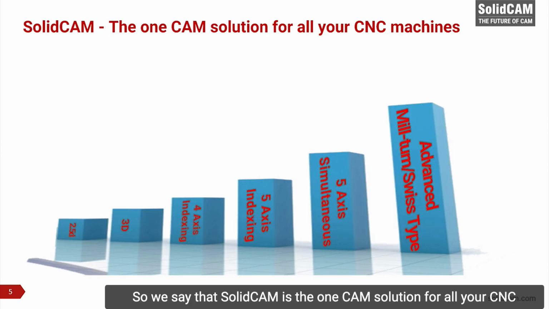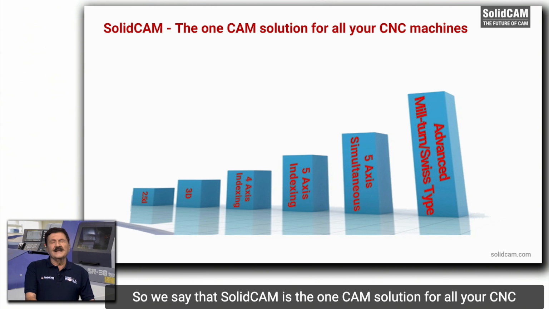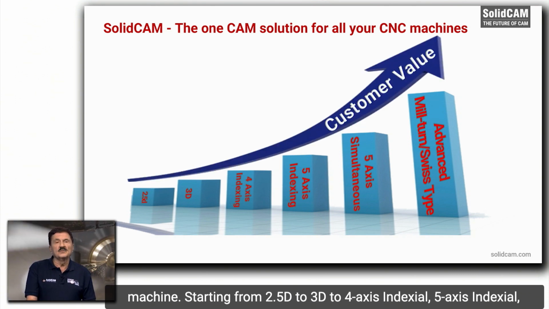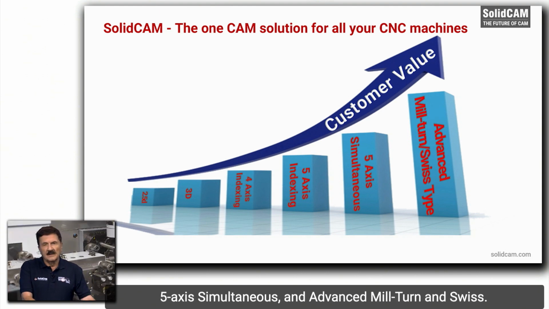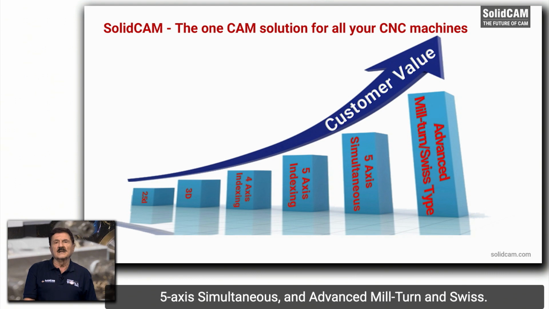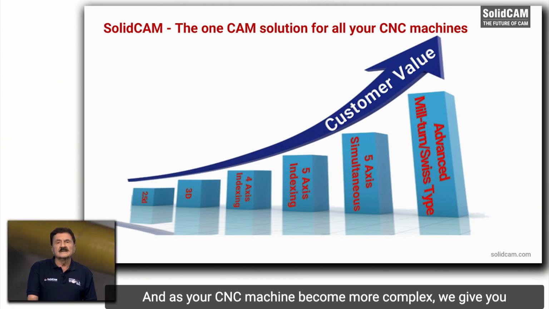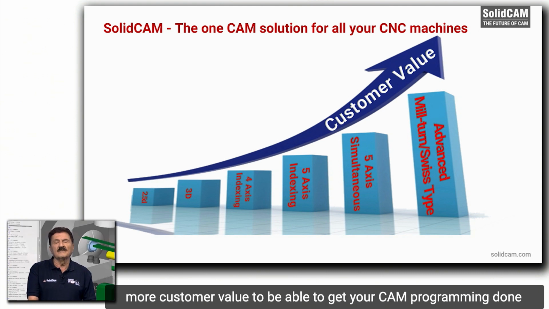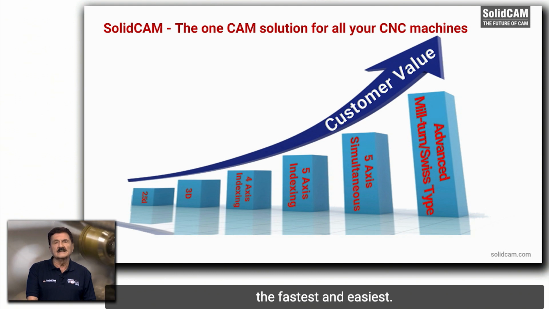So we say that SolidCAM is the one CAM solution for all your CNC machines, starting from 2.5D to 3D, to 4-axis indexial, 5-axis indexial, 5-axis simultaneous, and advanced mill-turn and Swiss. And as your CNC machine becomes more complex, we give you more customer value to be able to get your CAM programming done the fastest and the easiest.